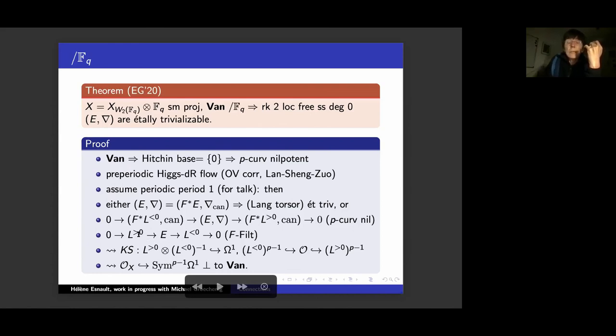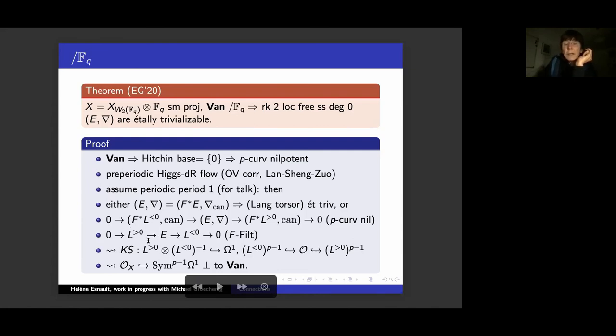That means E itself is going to be highly unstable, but as a connection it is stable, but as a coherent object it is unstable. And the positive sub here is precisely this one, and the negative quotient is precisely this one here. So it has two corollaries.